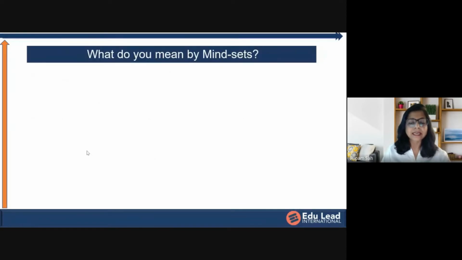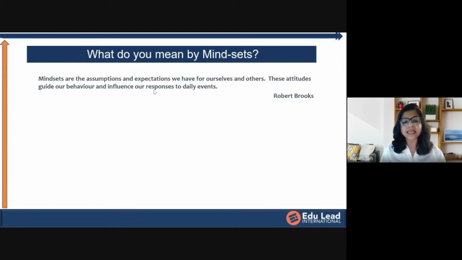So let's begin. We will begin with our first thing, and that is on what do you mean by mindsets, right? So when we are talking about growth mindset, when we are talking about fixed mindset, what is that? What do we understand by mindset, right? Now, let me tell you, because there is quite a lot to be covered, and I have got very limited time, and I want to give you the maximum. So I may go in for a little less interaction this time, right? So what do we mean by mindsets? Mindsets are the assumptions and expectations we have for ourselves and others.